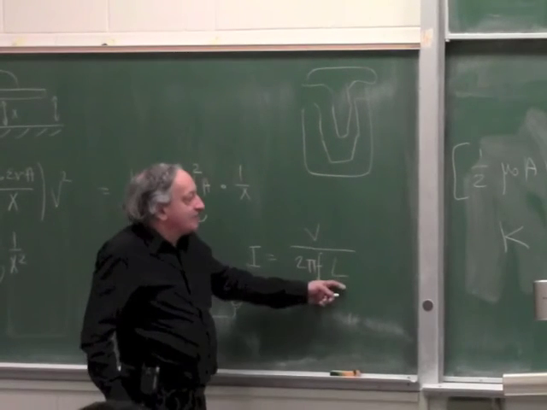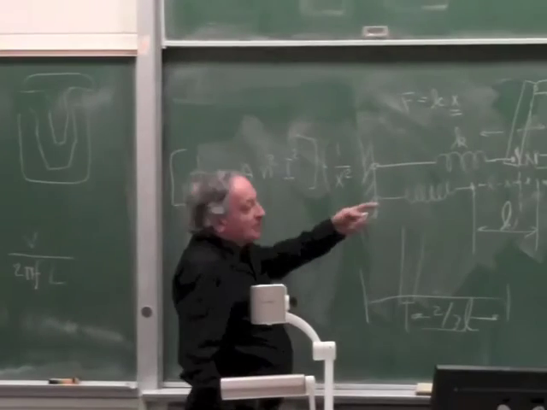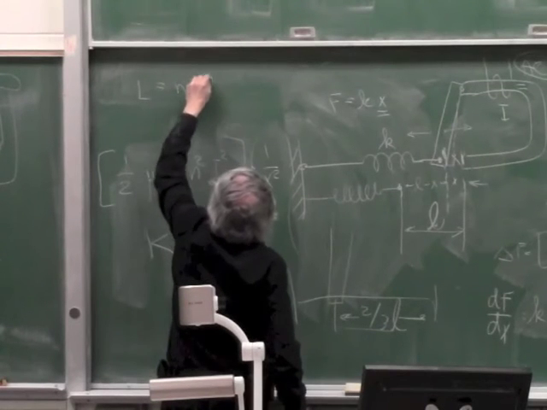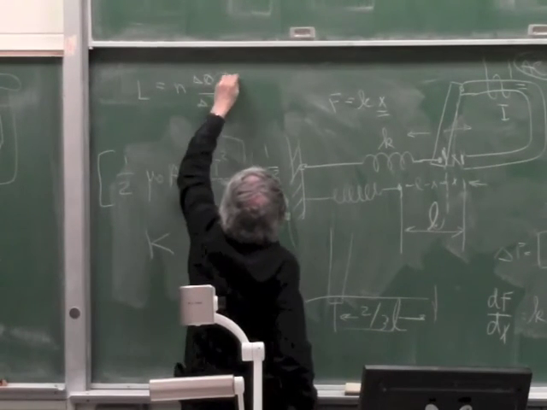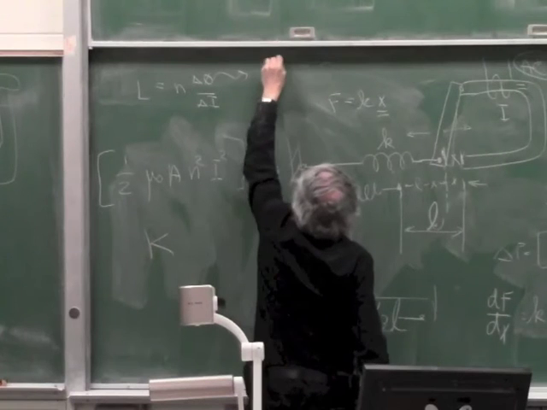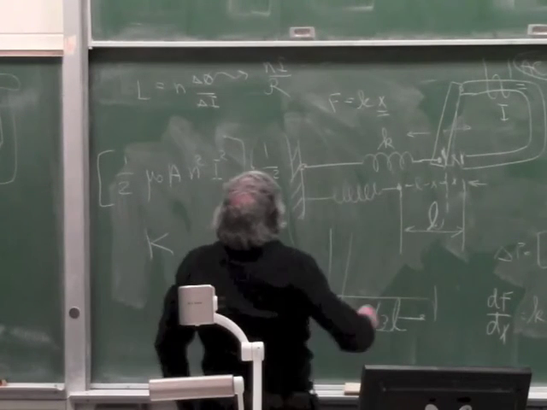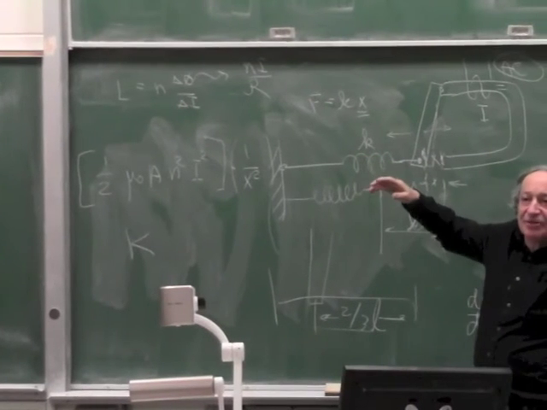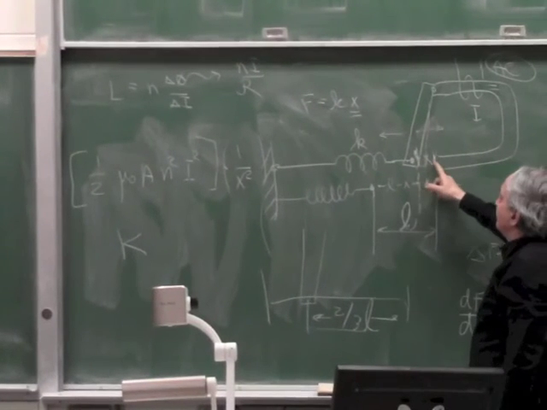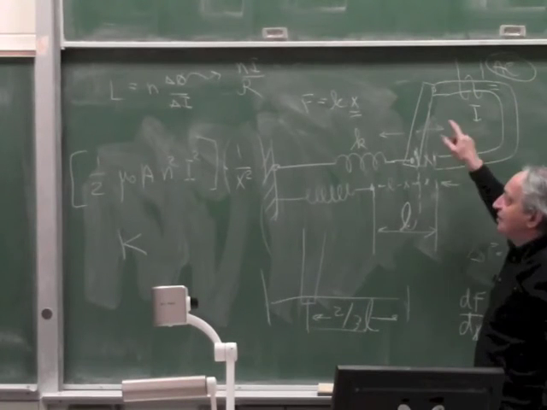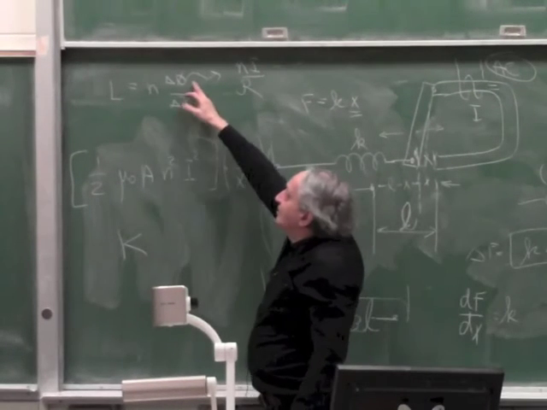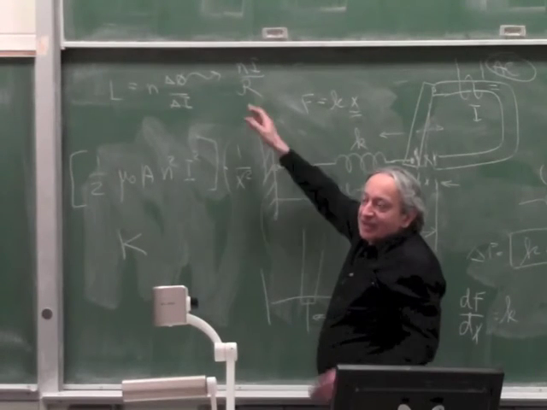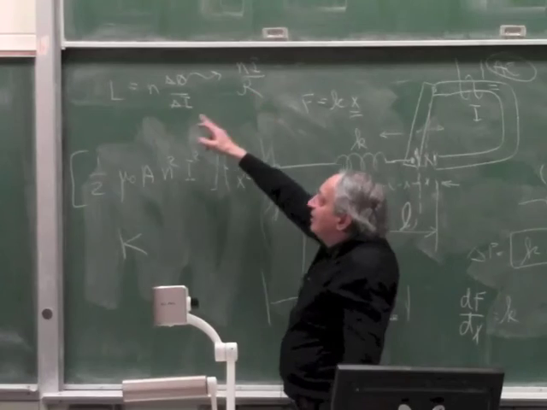But L is changing. If you remember just a few minutes ago, we wrote down the formula that L is N delta phi over delta I, and phi is Ni divided by the reluctance. So basically, when the air gap gets smaller, L goes up. The reason is that when the gap gets smaller, for the same I you get a lot more phi. L is N delta phi over delta I, but how much phi you get depends on the reluctance. So as the gap closes, the reluctance goes down, and L goes up.